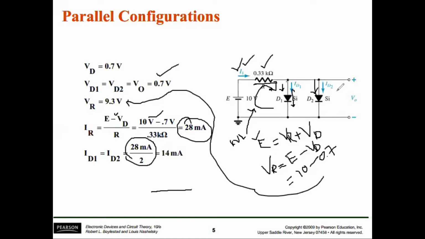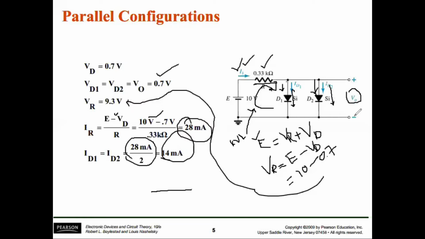Half will be conducted by this diode, while the remaining half will be conducted by this silicon diode, and you will have 14 milliampere flowing through each of the diodes. So that is the configuration, and this is the mechanism to find the currents and voltages in this circuit. The important question here is, what will be the value of V naught? V naught is the output voltage.